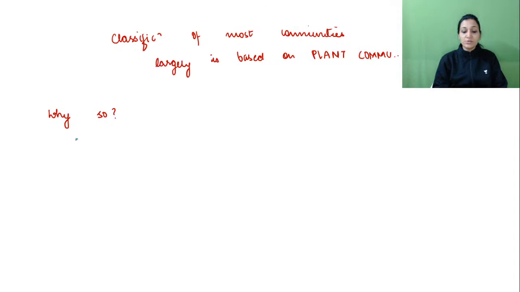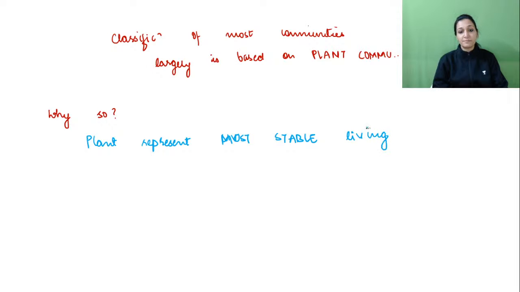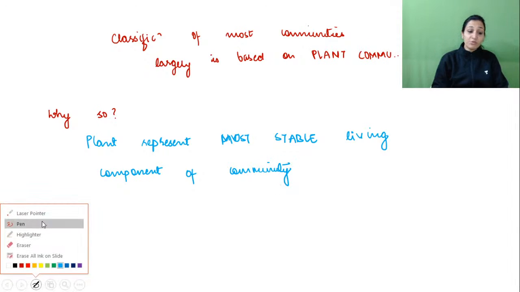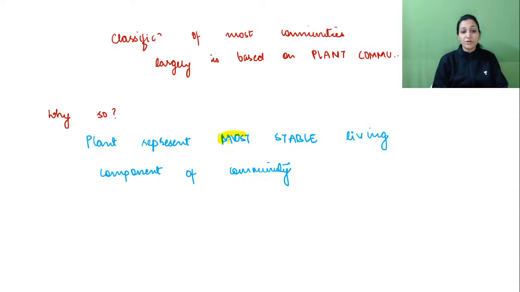So why so? Plants represent the most stable living component of a community. Why do they represent the most stable living component of a community?